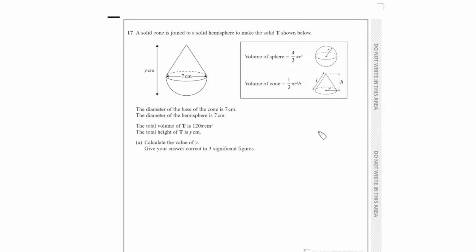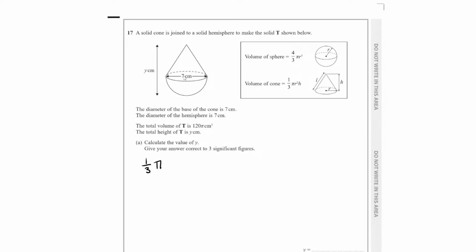So what I would do is I would create a whole equation, because they've told us the volume of the whole shape, and then they've given us the formulas for the volumes of those shapes separately. So you'd obviously work out the volume of the cone, then you would add it to the volume of the hemisphere. So the cone is 1/3 pi.